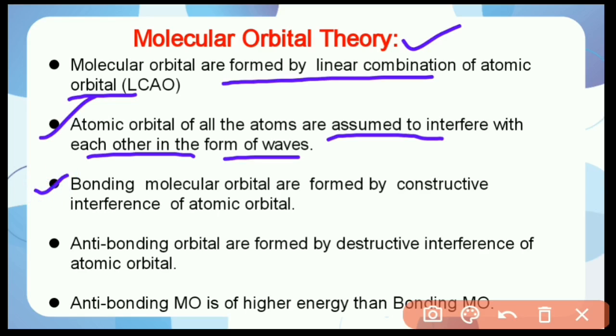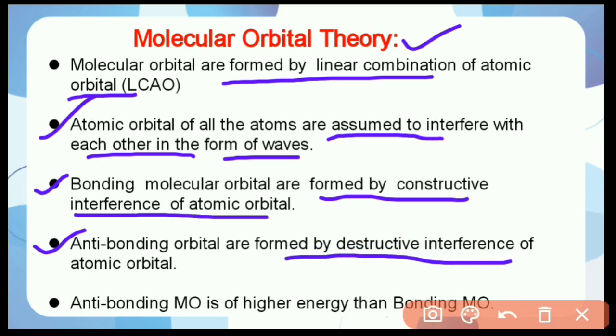Bonding molecular orbitals are formed by the constructive interference of atomic orbitals, and anti-bonding molecular orbitals are formed by destructive interference. Next, anti-bonding molecular orbitals are of higher energy than bonding molecular orbitals. So these are the postulates of molecular orbital theory. Let's see the different types of molecular orbital diagrams for different molecules.